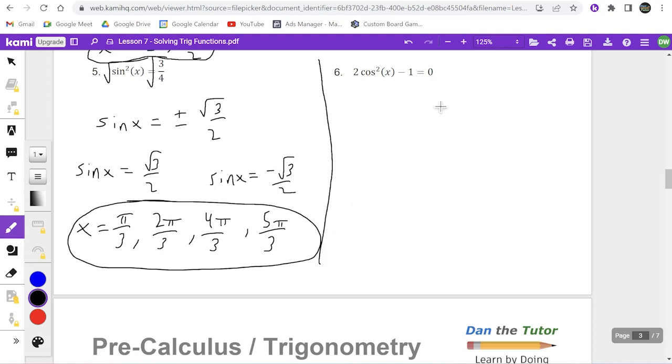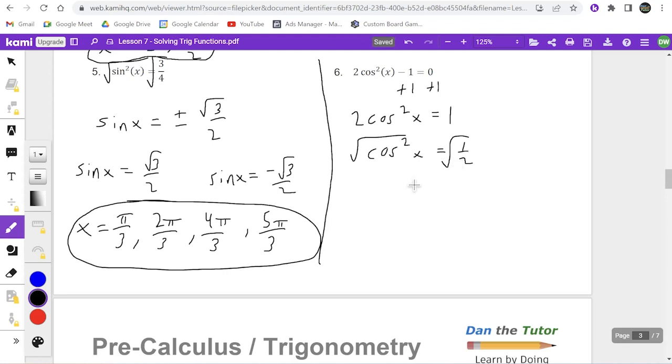Again, write small. So for this one, 2 cosine squared x minus 1 equals 0. Hopefully you recognize, first thing I have to do is add 1 to each side. So 2 cosine squared x equals 1. Divide by 2 then. So cosine squared x equals 1/2. And now I have to take the square root of both sides again. And remember the plus or minus.